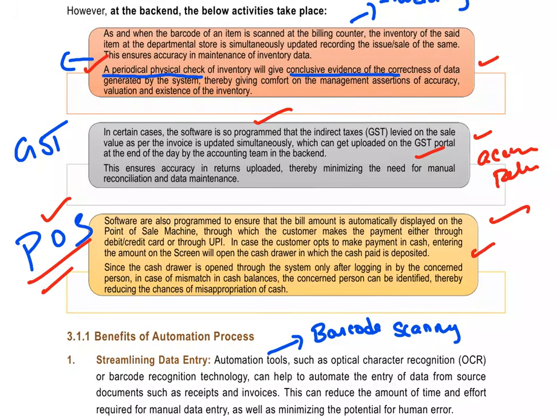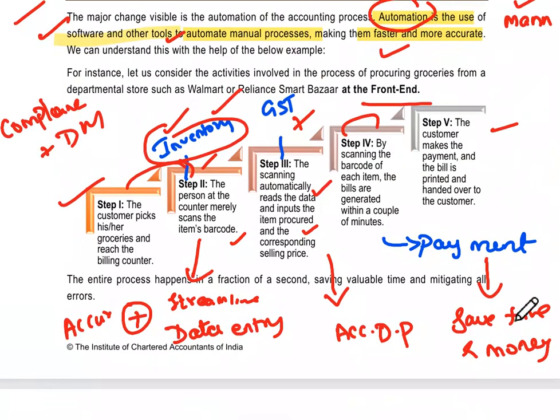And there is also one more addition: if you opt to pay by cash, the cash drawer will open only after giving an input. That is how it has been programmed. This will help you when you give the cash; there will be control over the cash payment also. So that is how it helps.